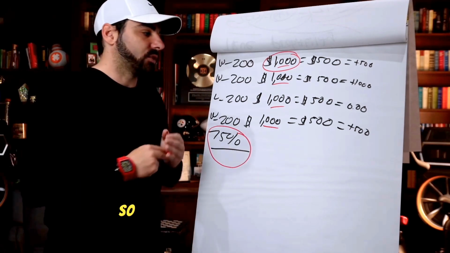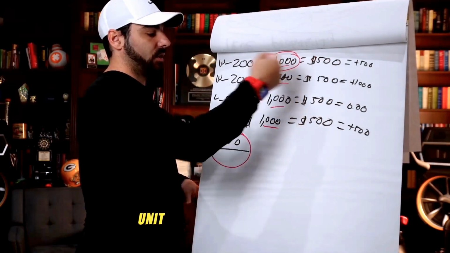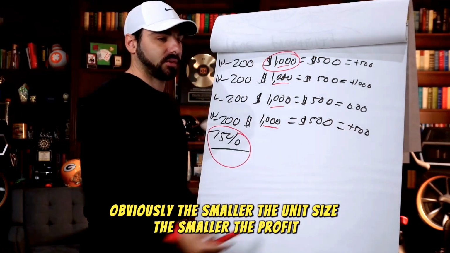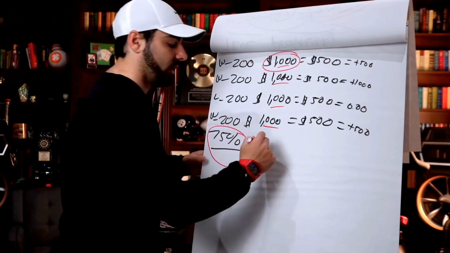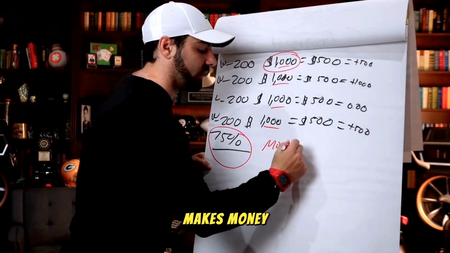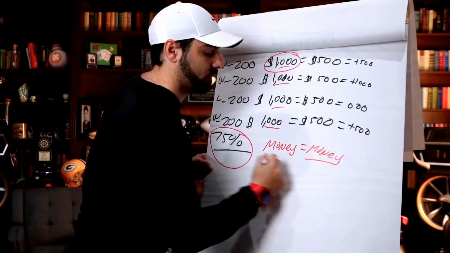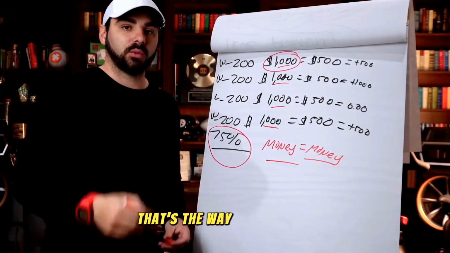All right? So this is how you could take this right here and adapt it to any unit size, any size bankroll. Obviously, the smaller the unit size, the smaller the profit, the longer it takes to gain more money. But money makes money. Remember that. If you don't got no money, you're not going to make any money. That's the way that it goes.